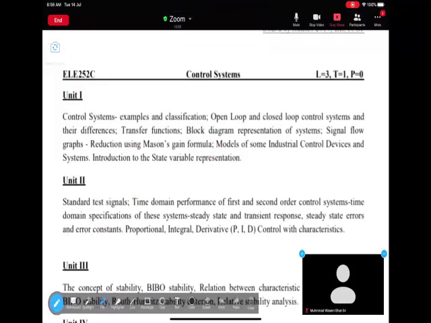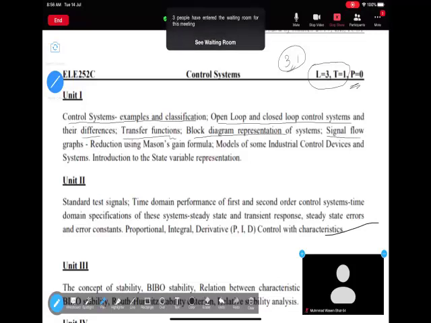Basically, it's a 4-credit course, so you have basically 3 lectures, 1 tutorial, and there is a separate lab course for this, so that is not included in this. So in the first unit we'll be talking mostly about control systems, their examples, classification. We'll be talking about the open loop and closed loop control systems, their differences. We'll take up transfer functions, modeling, block diagram representation, signal flow graphs, and then reduction using Mason-Gaines formula, and then we'll talk about models of some industrial control devices and systems.